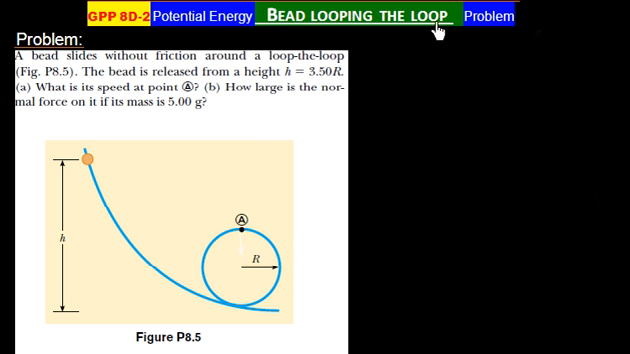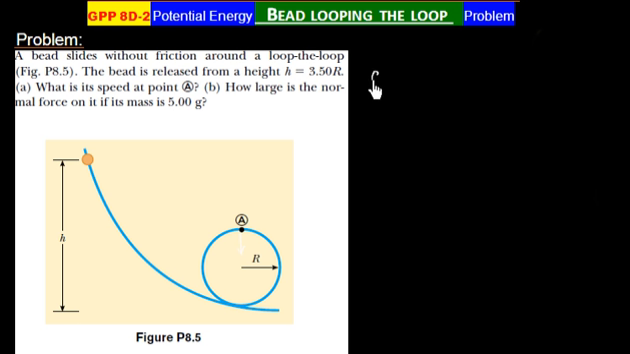Bead looping the loop. So let us read this problem first. A bead slides in the downward direction without any friction. So there is no friction over this wire and this bead. And this bead comes here and then goes into this circle of radius r. It reaches point A. We have to calculate what is its speed at point A.